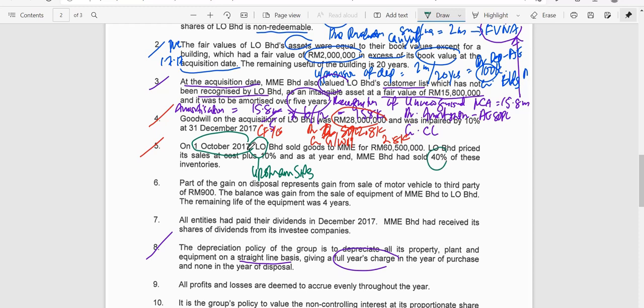since only 40% of the goods were sold, so 60% were unsold. For the unsold goods, you need to provide for the unrealized profit, the provision for unrealized profit. So for the unsold goods, it is actually 10 over 110, because there was a markup, times 60% times 60.5. So you will get the URP.